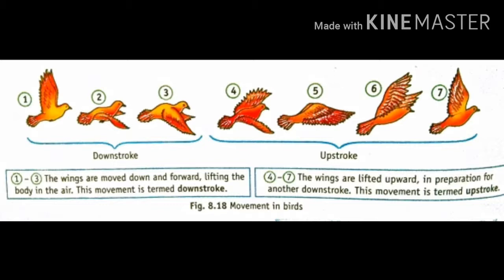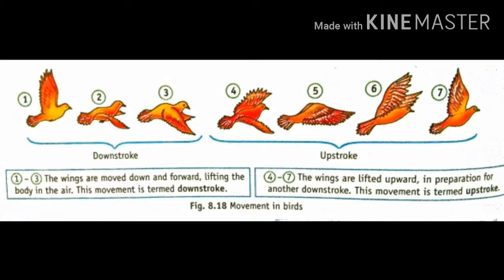See this picture. First 3. The wings are moved down and forward, lifting the body in the air. This movement is termed downstroke. First 3 we call a downstroke.